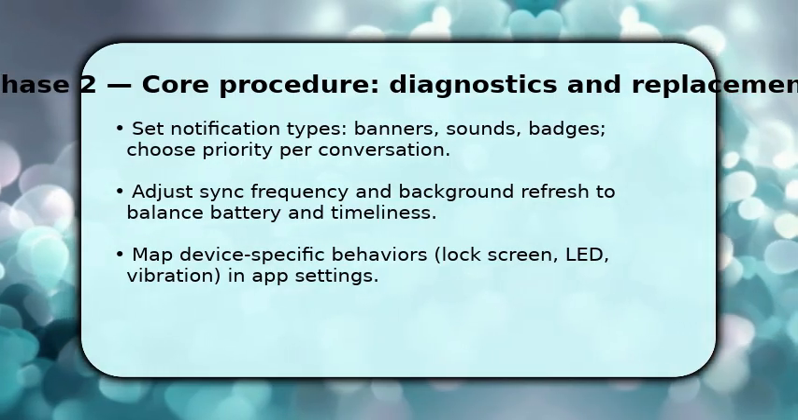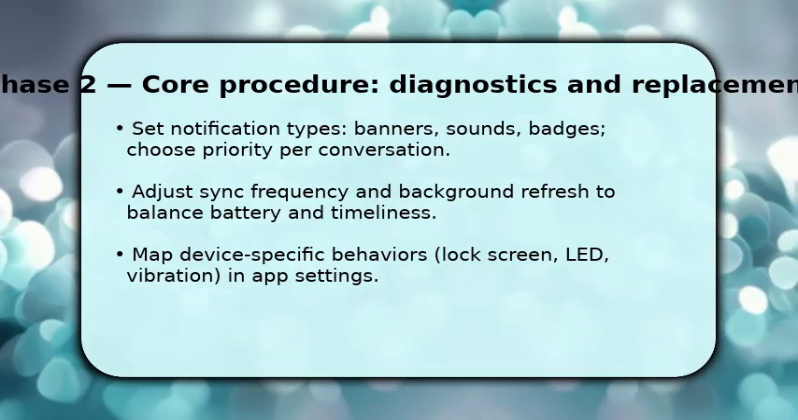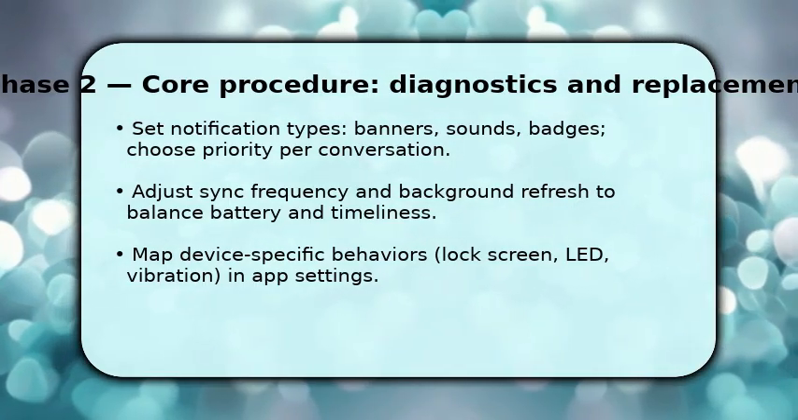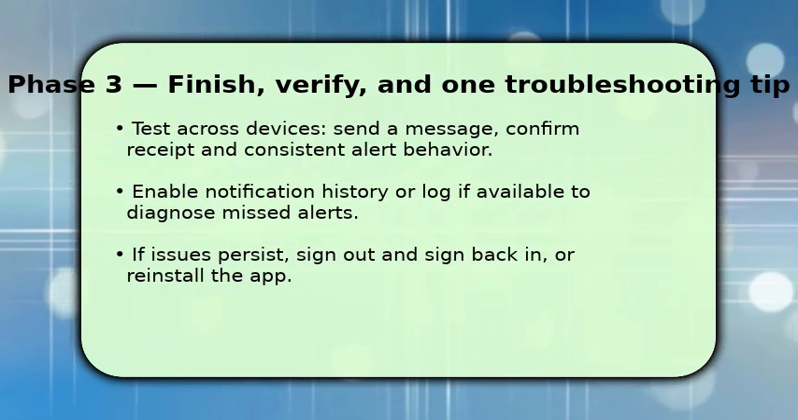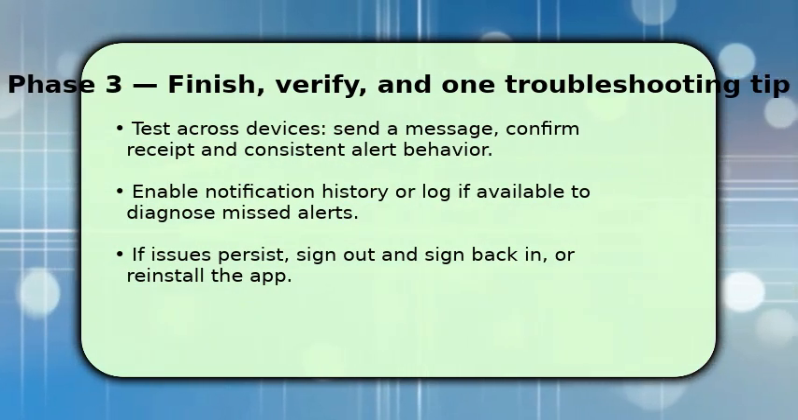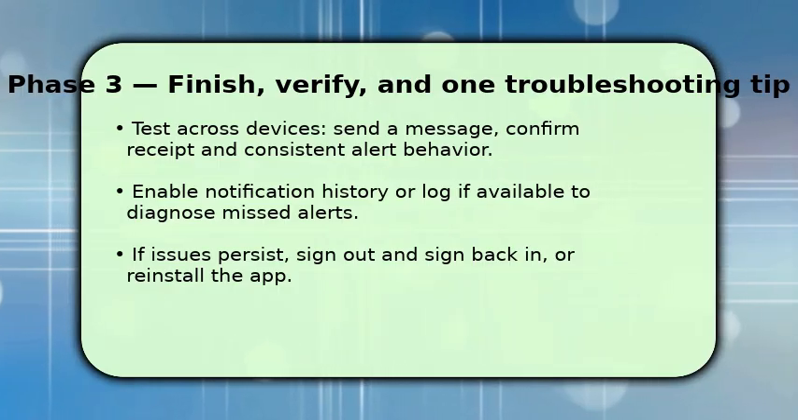Lock screen visibility, vibration, LED with the app settings, so notifications present the same cues and reduce confusion when a message arrives. You finish by running tests. Send messages and confirm consistent alerts on each device, because testing reveals mismatches immediately.